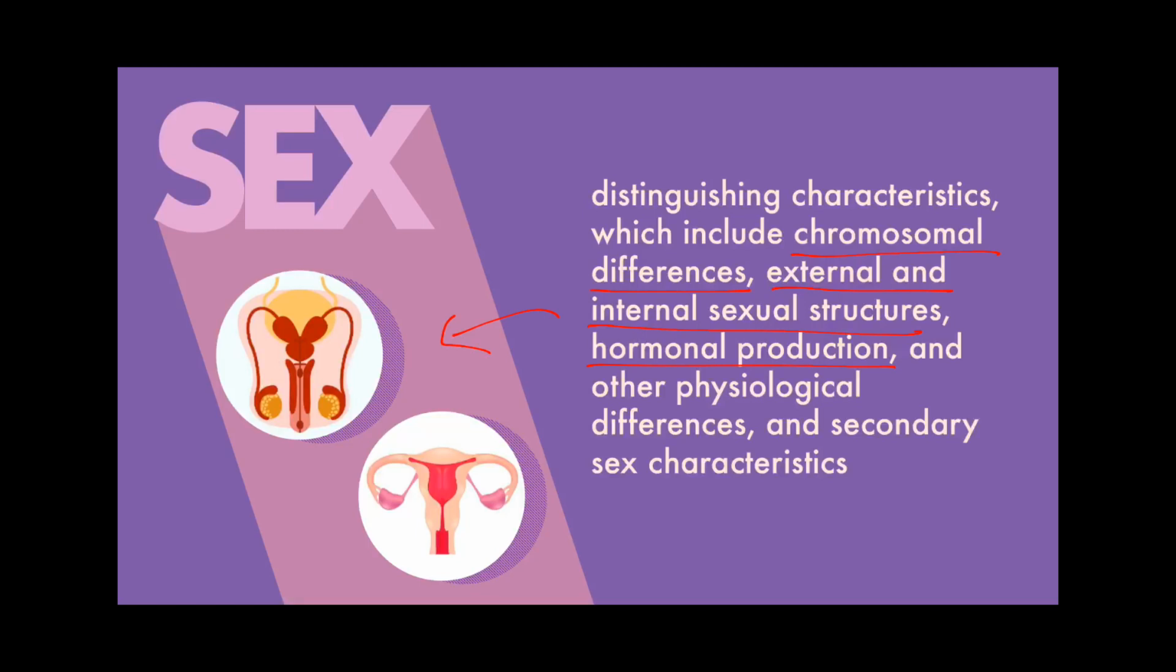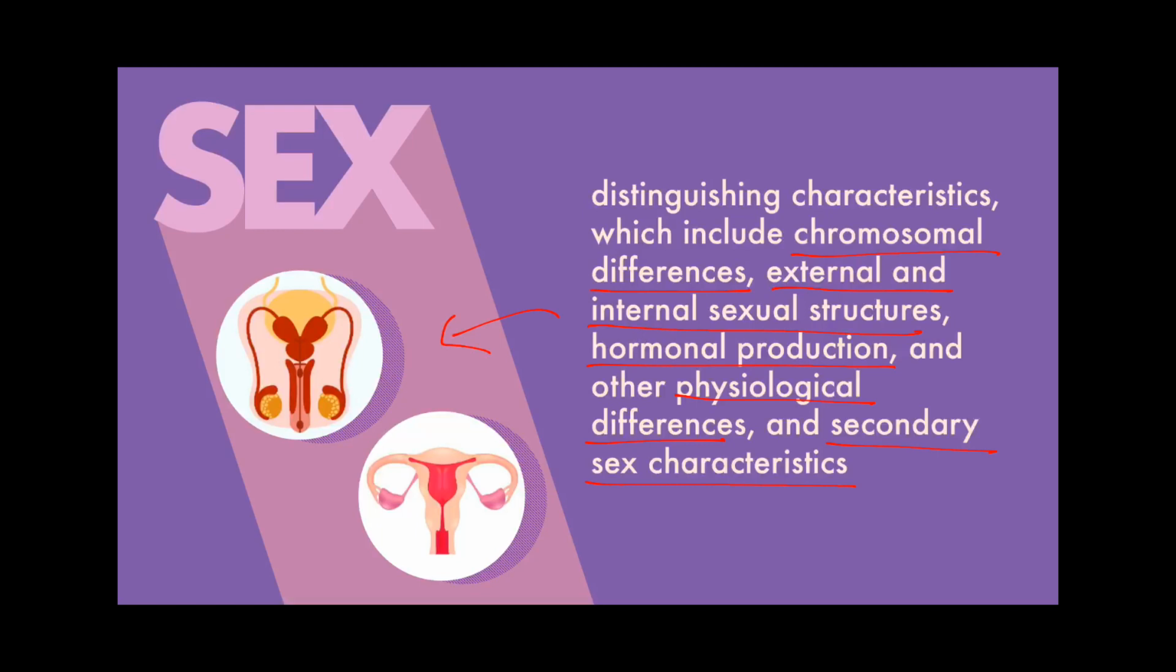And also, sex can be identified based on physiological differences and secondary sex characteristics. For the secondary sex characteristics of males, we have bigger bones, broader shoulders, a more tapered waist, a lower voice register, more body hair, and a different type of body scent compared to females. And of course, females have wider hips, a narrower waist, a higher-pitched voice, and lesser body hair.